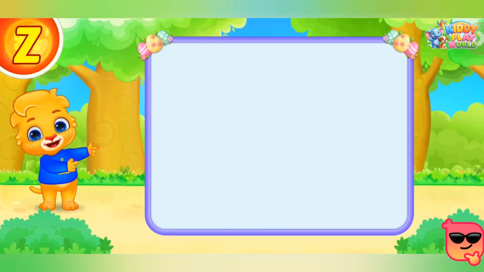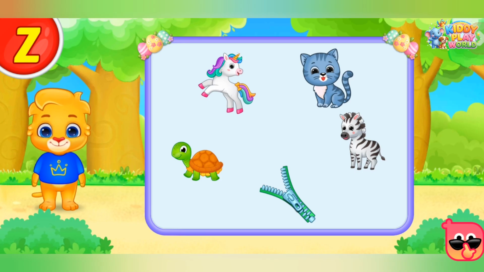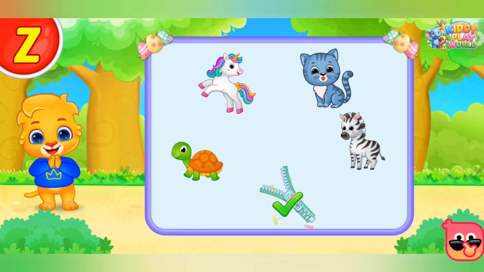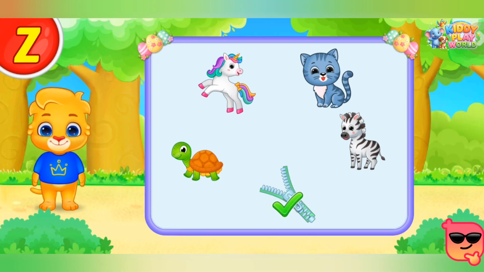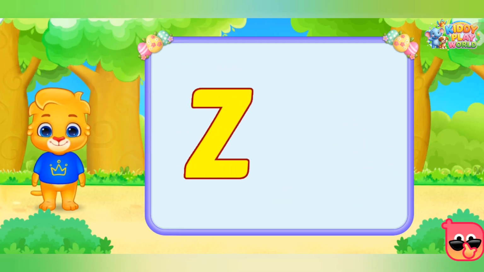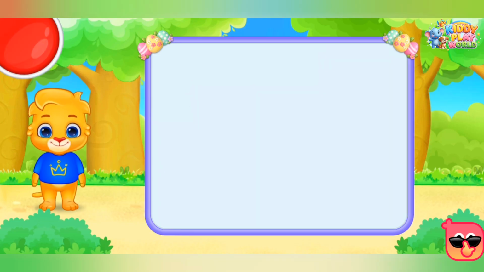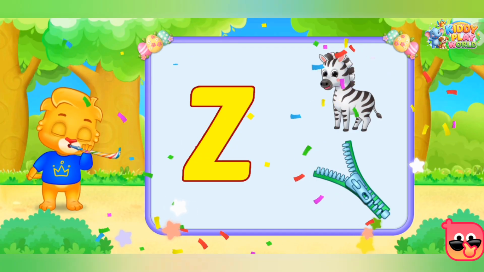Tap the picture that starts with letter Z. Z is for zebra. Z is for zip. Well done!